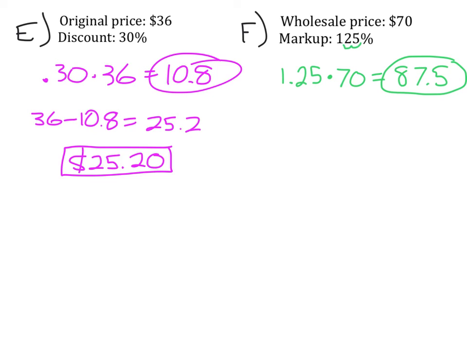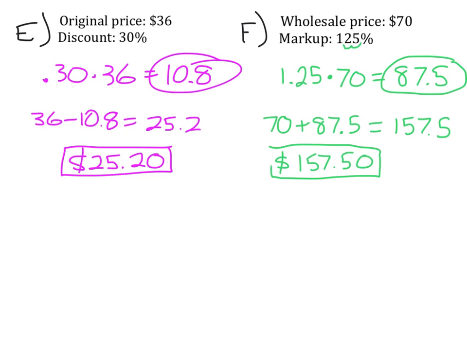That's how much they're going to increase the cost by before they sell it to the customer. So they start with $70, that's how much the store paid for it, and then they add an additional $87.50. And that gives us 157.5. So the store is going to charge the customer $157.50. And that is the final price.